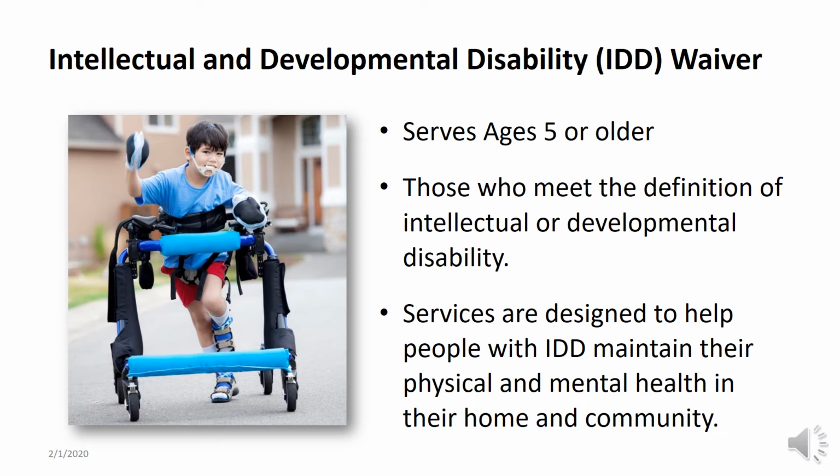So for example, if you're someone who is already on this waiver and you're nearing your 19th birthday, you're going to need to reapply for this waiver through KanCare as an adult rather than from under your parents. And then also you need to get that disability determination application going at the Social Security office if you haven't done that already. If you don't get this done, you can lose your services once you hit 19.